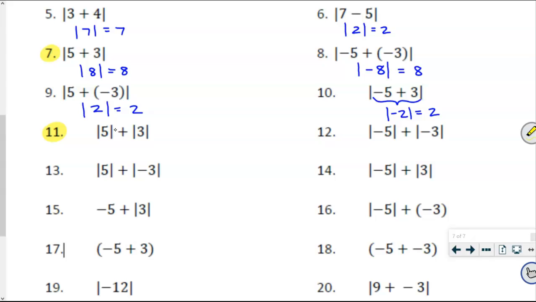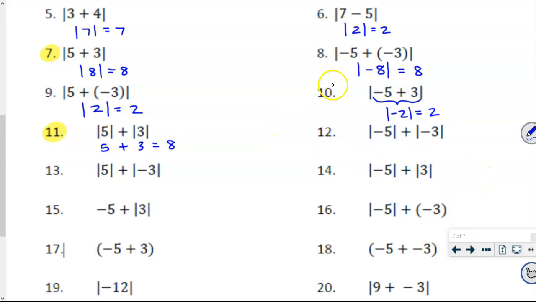So again, if we're looking at that order of operations, do I have grouping symbols? Yes, but is there anything I can do with those grouping symbols? No. I have to simplify the absolute value first. So what is the absolute value of 5? That's 5. What is the absolute value of 3? That's 3. And then we add them together. 5 plus 3 is equal to 8. So again, understand the differences between these. This we had addition to do on the inside, and then we took the absolute value. Here we take the absolute value, and then we do the addition, because the order of operations tells us that's the way it needs to be done.